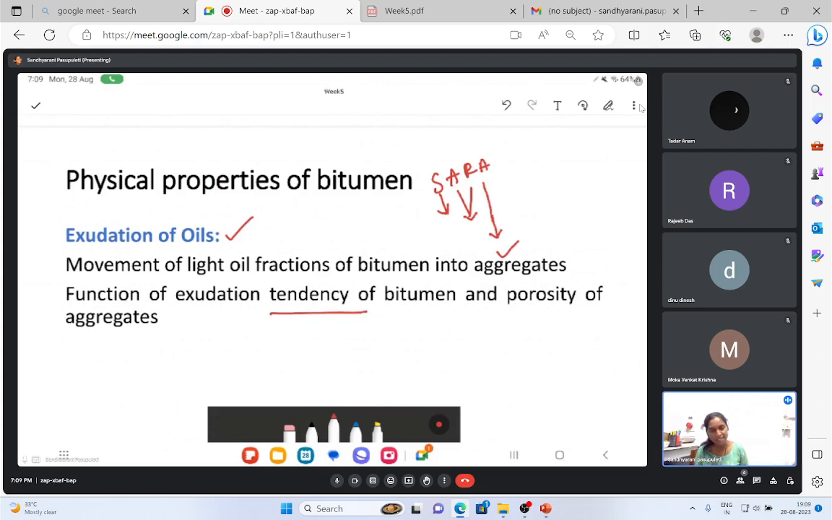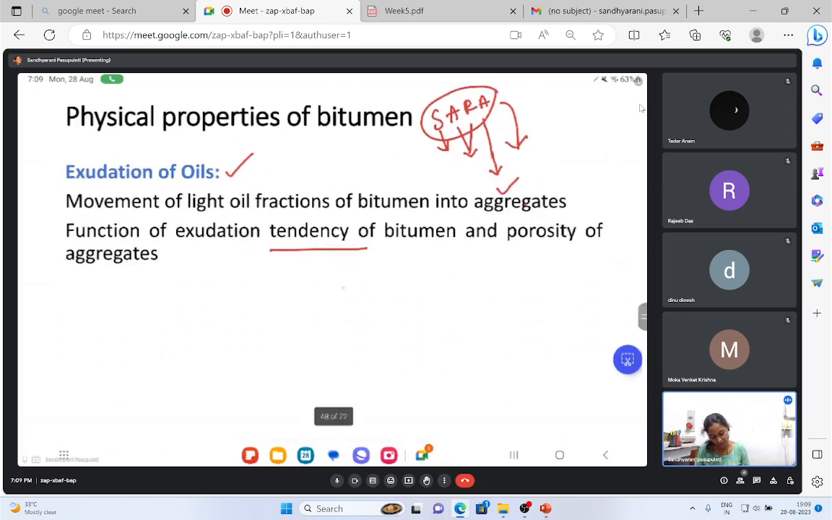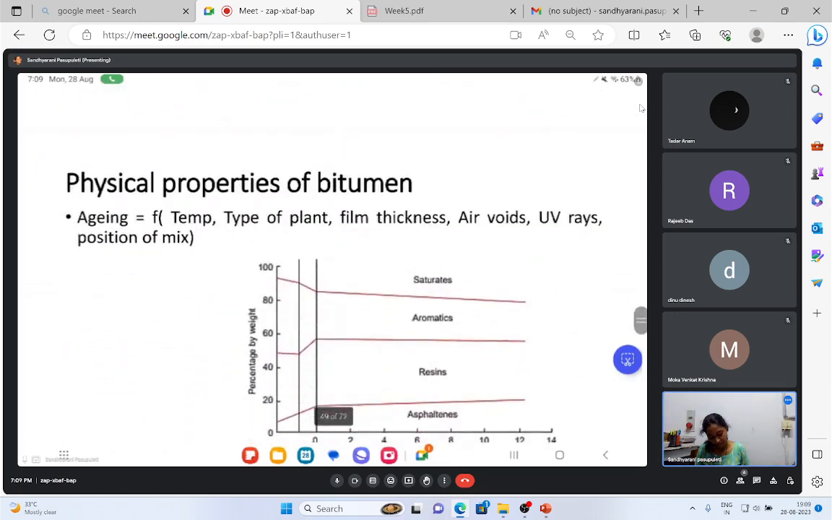That means now what is happening? The oils from the bitumen are being exuded or separated into the aggregate. When the oil fraction is removed, that means whatever softer fraction of the bitumen is eliminated, it is being transferred to the aggregate. Now what happens? The bitumen doesn't have that softer content. Then the bitumen will be stiffer in nature, thereby aging will occur. So this exudation of oils is one of the factors.